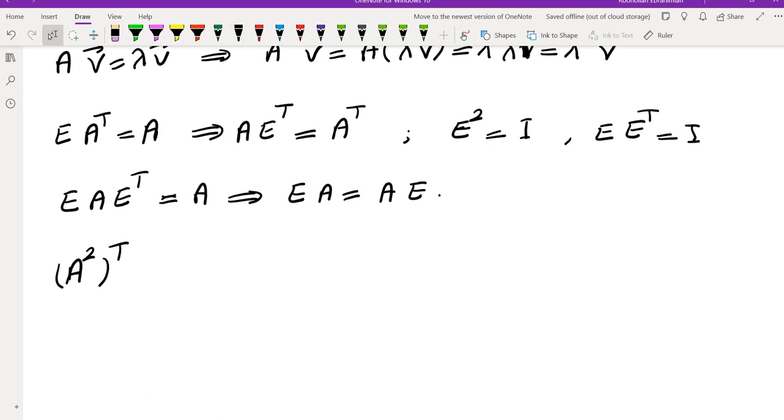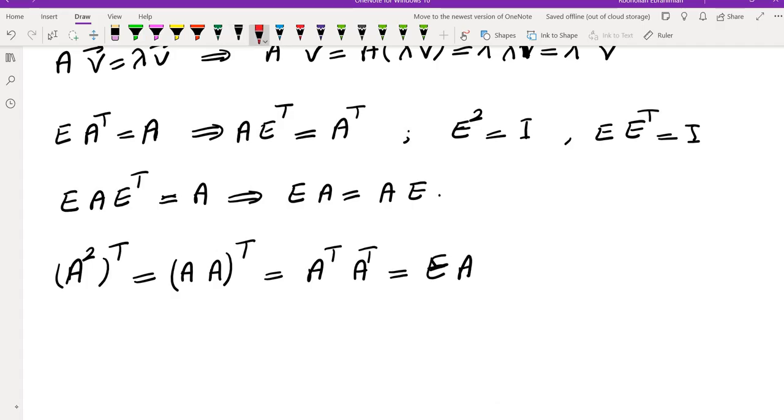So now I'm going to try to see if I can show something about A squared. Let's evaluate A squared transpose. So what is A squared transpose? Well, A squared transpose is the same as A transpose times A transpose. Now, what is A transpose? I can write down A transpose as EA, because I know from here that A transpose is EA, and then that multiplied by A transpose, which is also EA.